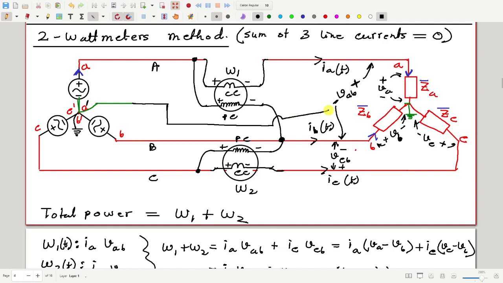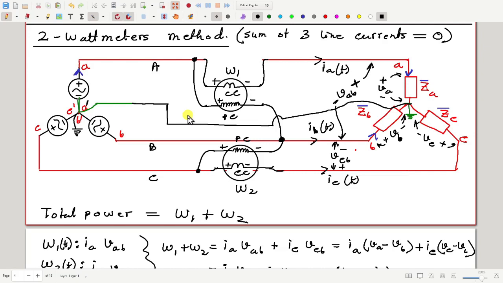Yes, sir, it will work. Will it work if the neutral line is present and the load is balanced? Yes, sir. Will it work if the neutral line is present and the load is not balanced? Yes, sir, it will work. Will the sum of IA, IB and IC be equal to 0 if the neutral line is present and ZA not equal to ZB not equal to ZC?